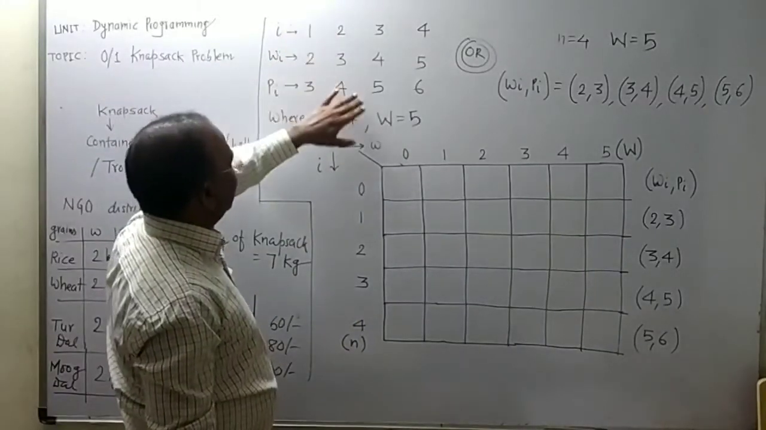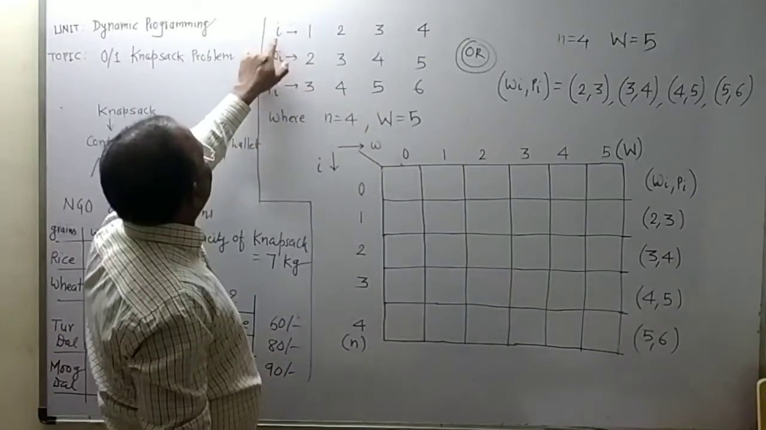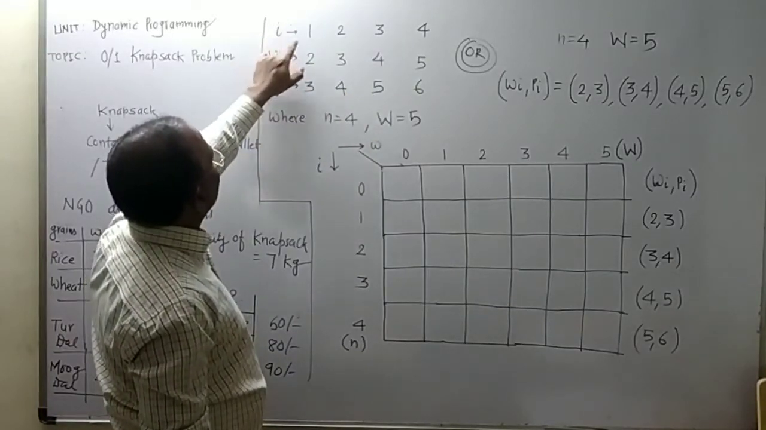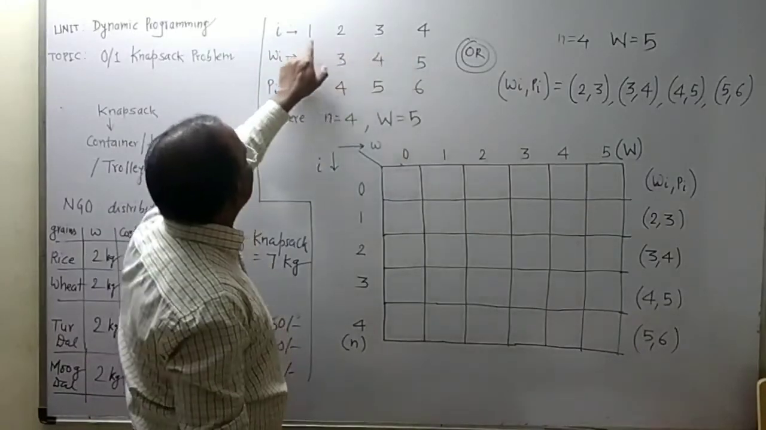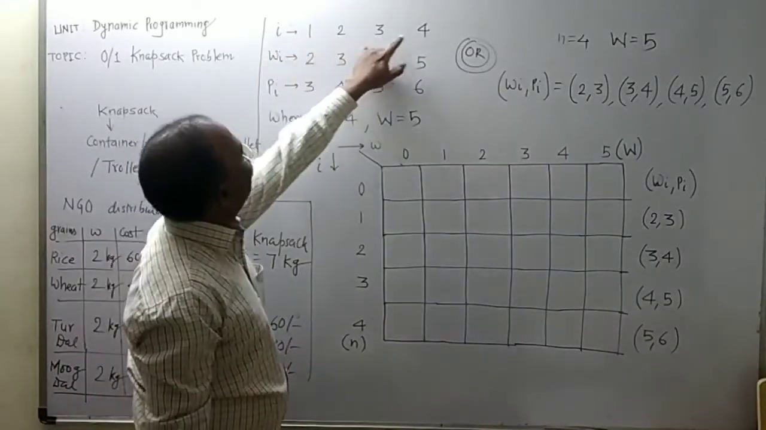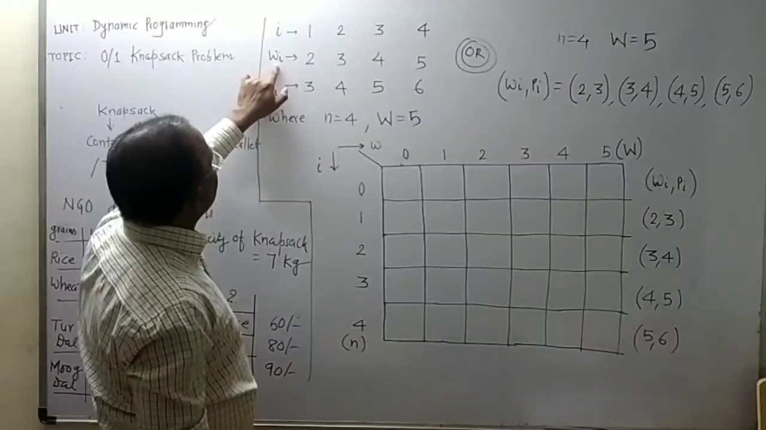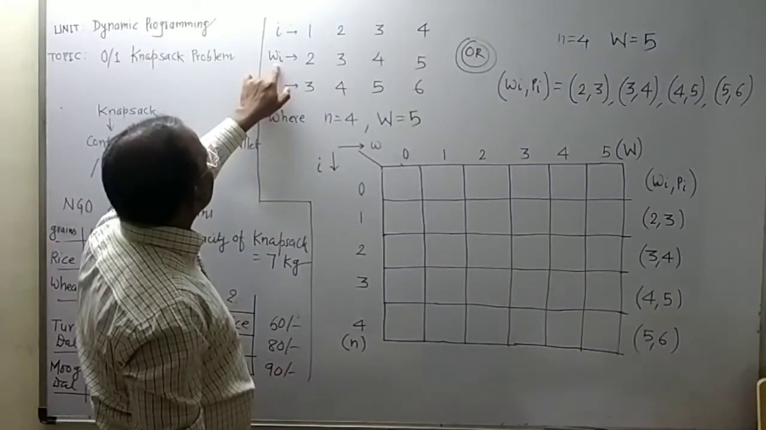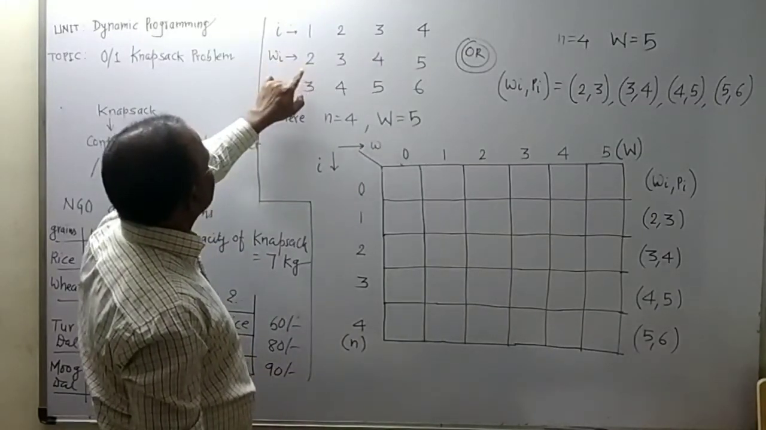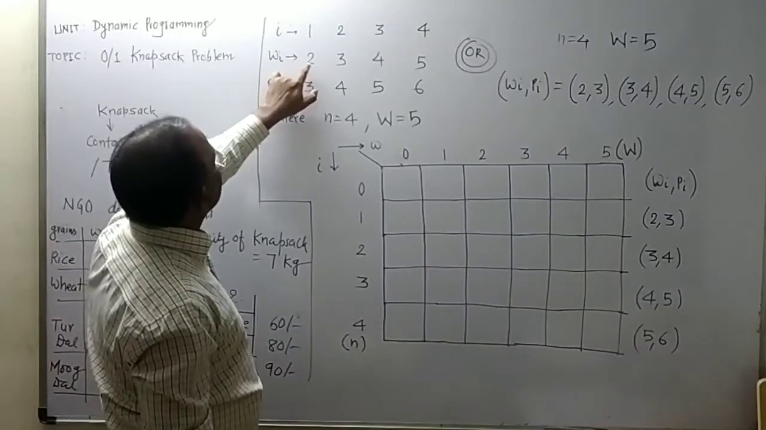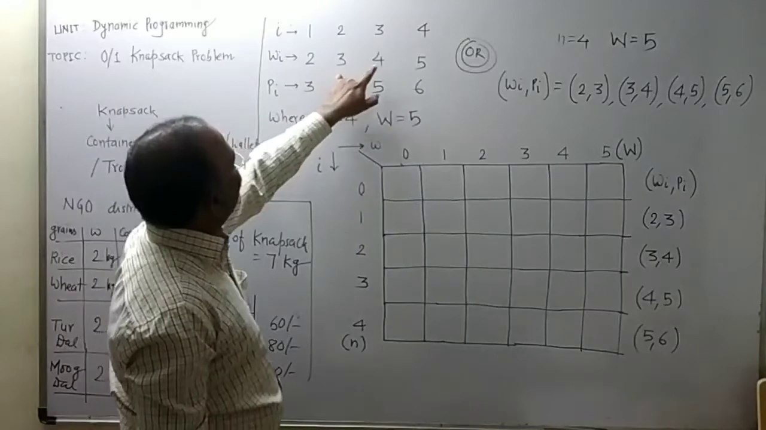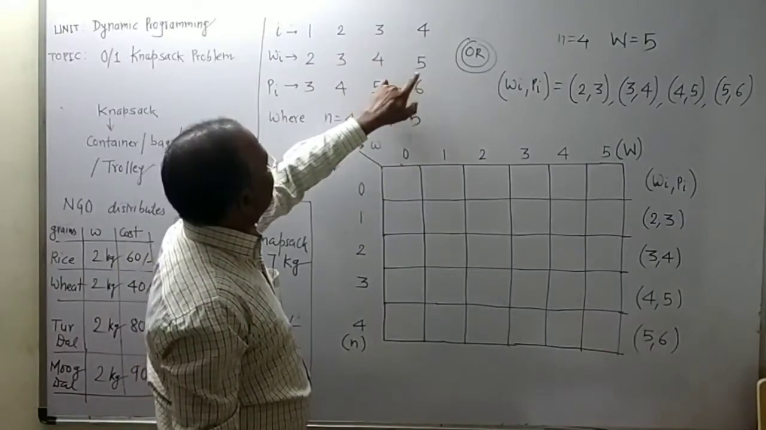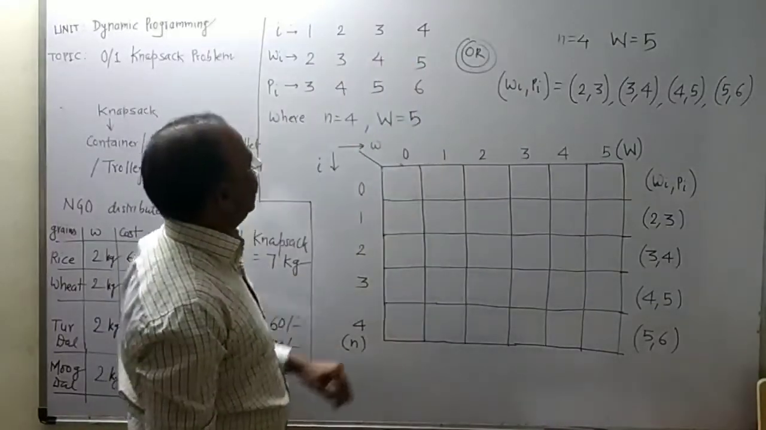Input data are given. I is nothing but the number of objects, that is 4, meaning 1, 2, 3, 4. Wi is nothing but the weight of the objects, meaning 2 is the weight of the first object, 3 is the weight of the second object, 4 is the weight of the third object, 5 is the weight of the fourth object.